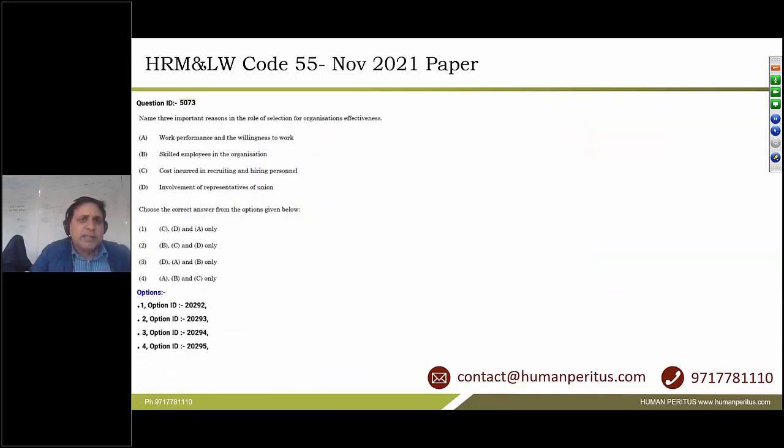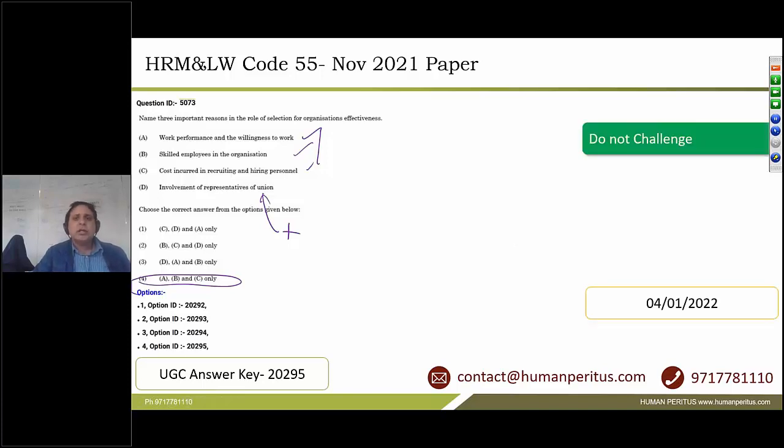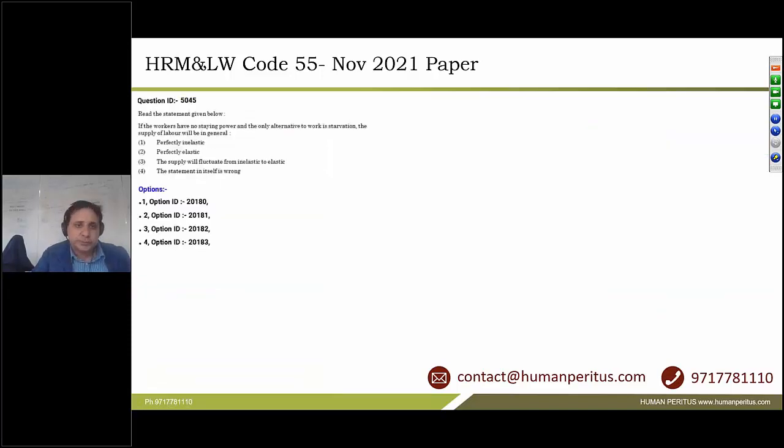Next one, name the three reasons in the role of selection of organizational effectiveness. It's very simple, guys. These three options are there. Union has nothing to do with this, and A, B, C options are given, which is part four. NTA also has given the answer key to be only, therefore everything is right. Some of you have shared this with us, therefore we are discussing it. There is absolutely nothing wrong with this question, therefore do not challenge this one.